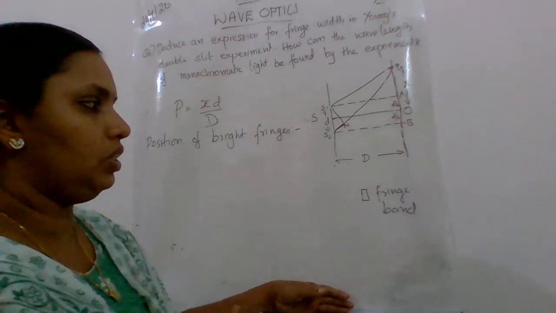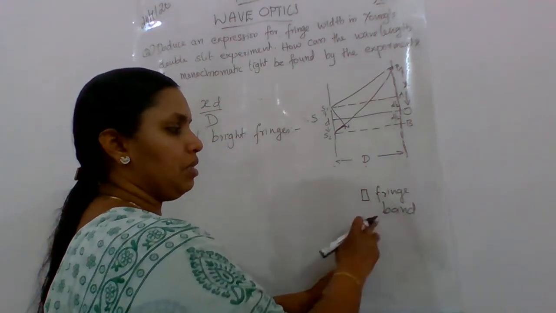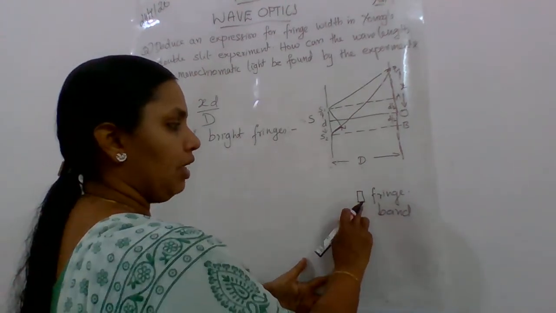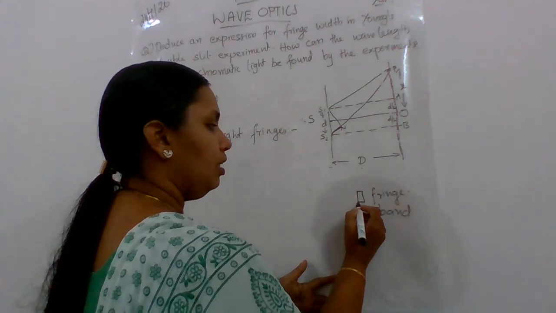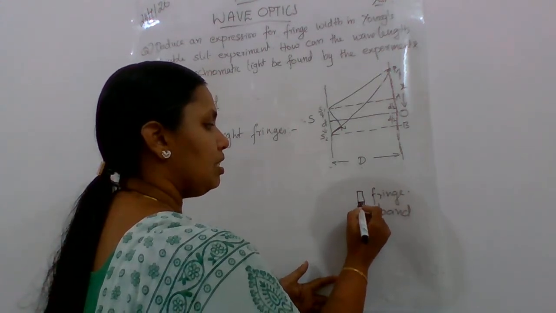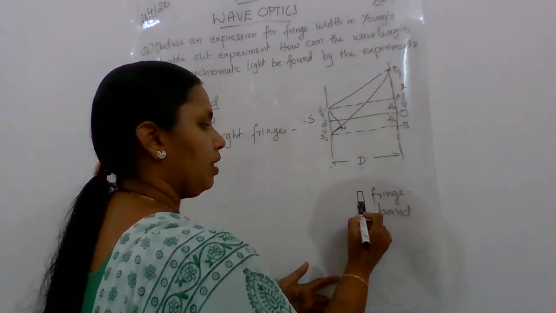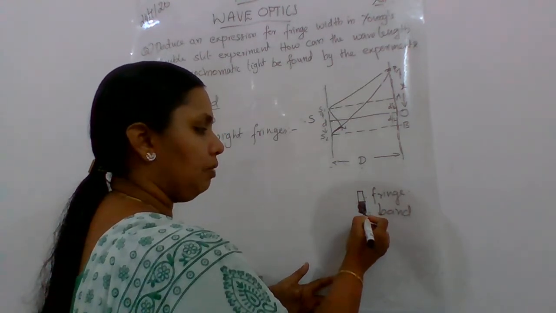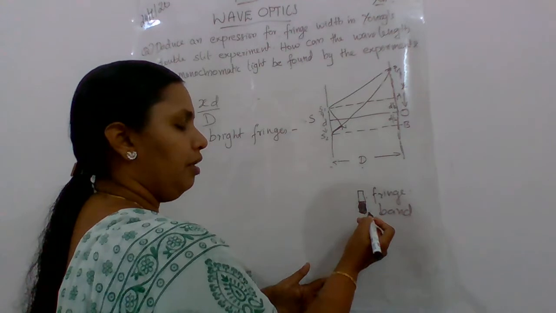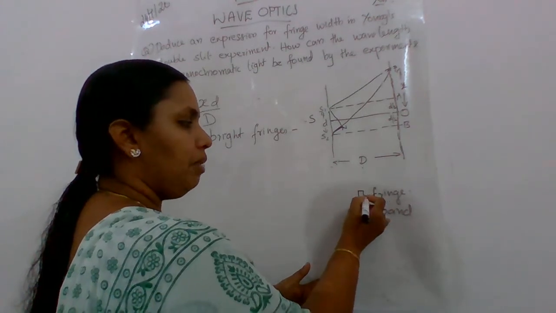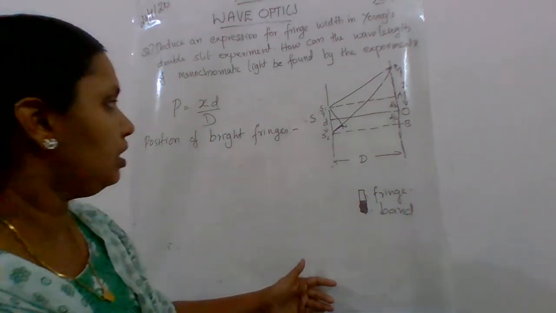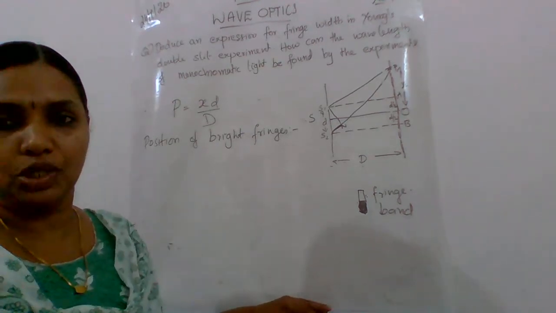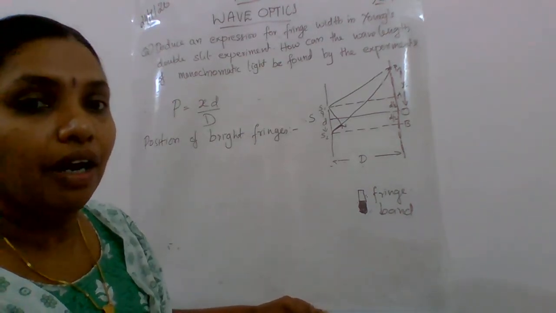That is a small region: fringes or bands, bright bands or dark bands. This we are representing as bright, and shading we are representing as dark. Fringe or band, dark band, dark fringe, bright band, bright fringe. In general, in Young's double slit experiment, we call the interference pattern fringes.